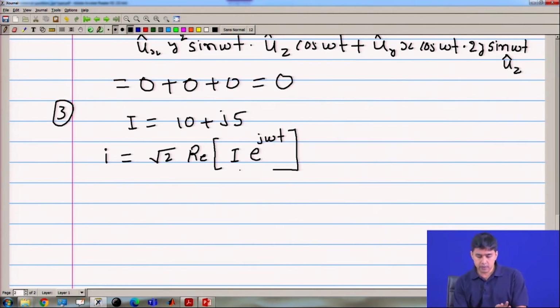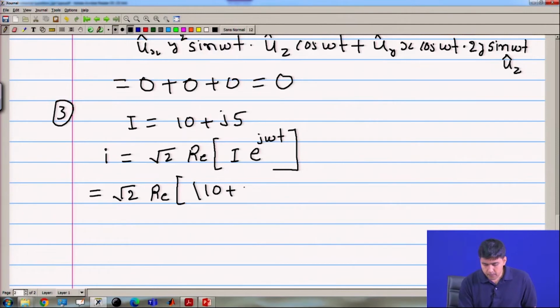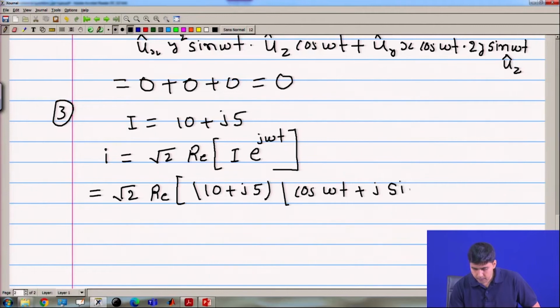So, we have to substitute 10 plus j5 in the I expression, and we will express e to the power j omega t as cos omega t plus j sin omega t, and we will extract the real component, that will be the instantaneous quantity. So, we can write this as root 2 real part of (10 plus j5) into (cos omega t plus j sin omega t).